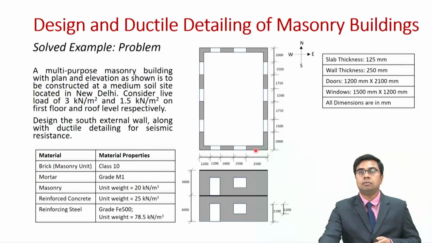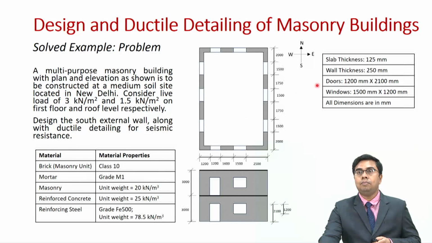We also have other geometrical parameters given to us such as the thickness of slabs and walls. The slabs are 125 mm thick and the walls are given to be 250 mm thick. In this case we are giving the thickness of only the external walls. The internal walls are not shown over here as of now.